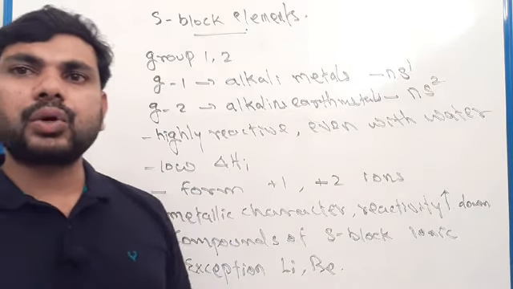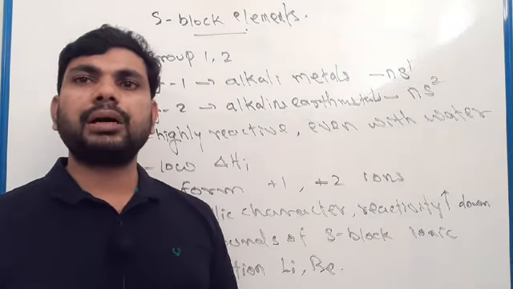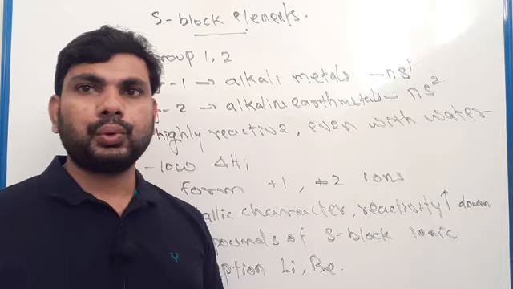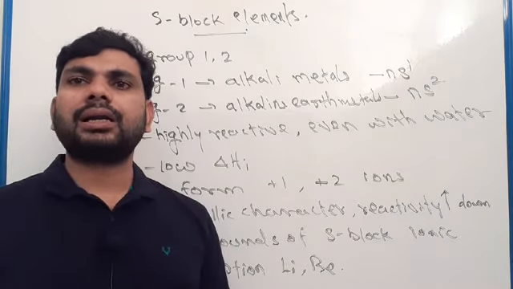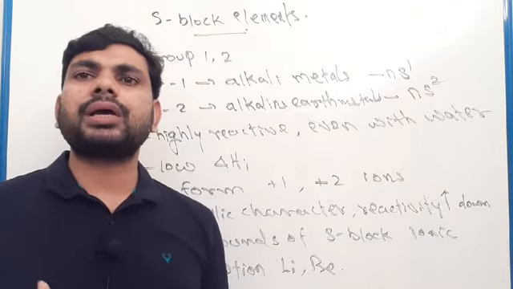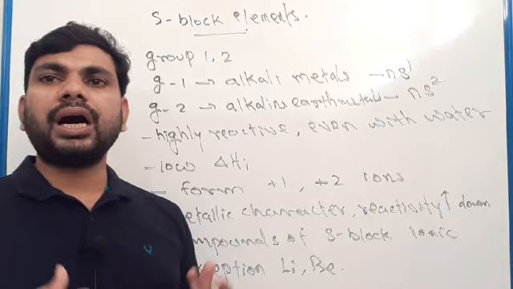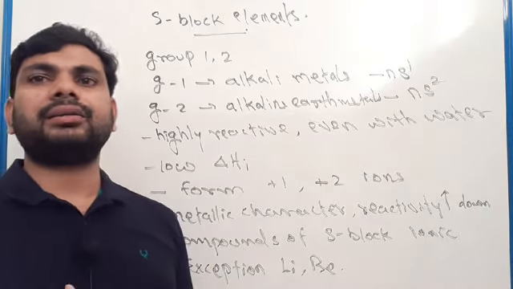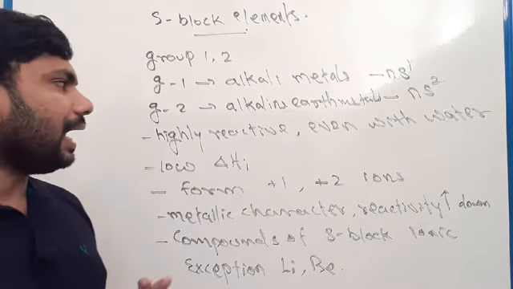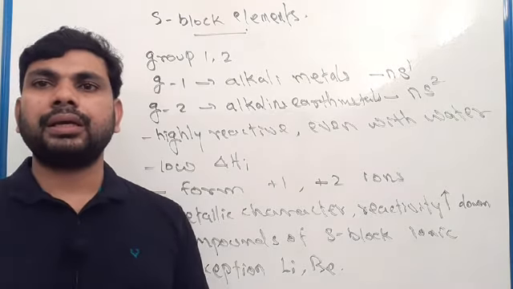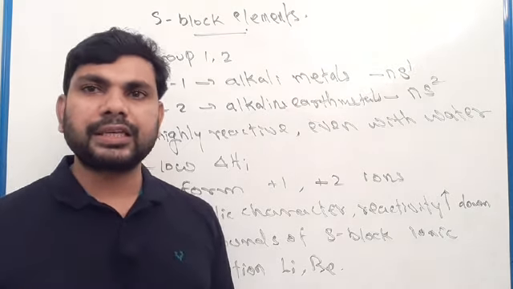Second group elements are called alkaline earth metals. Its outer shell electron configuration is ns2. Okay, and group 1 and 2 S block elements, compared to other metals, are highly reactive. Even they react with water. They are soft metals. They are gray in color. They do not make colored compounds. And they have comparatively low ionization enthalpy.